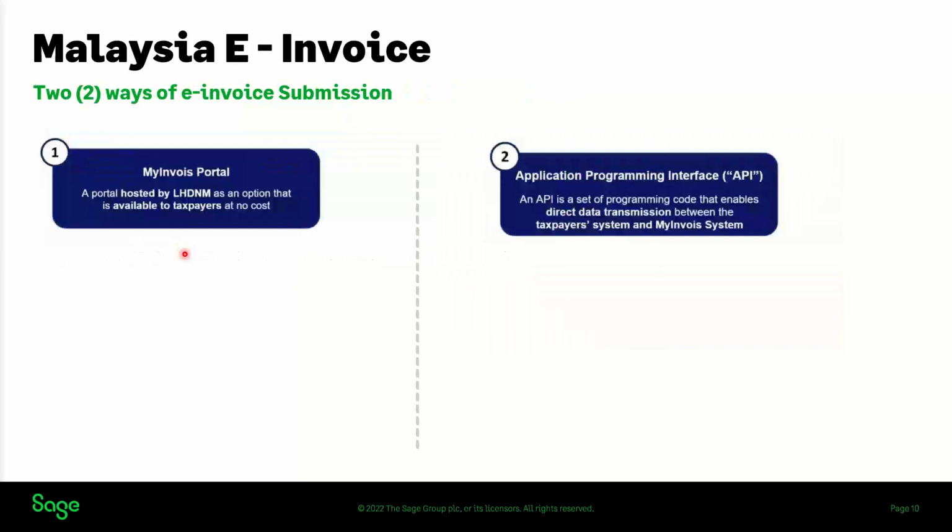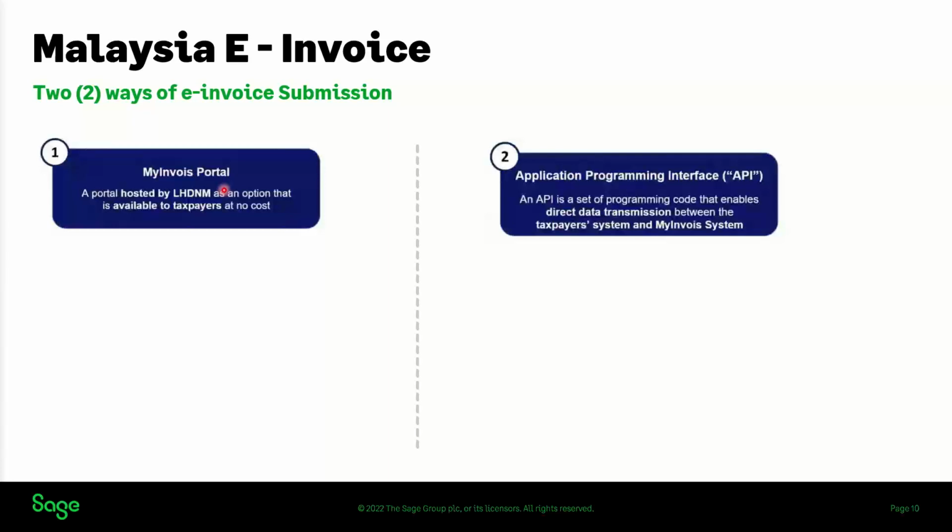As I mentioned earlier, LHDN is providing your company as a taxpayer with two options to submit your e-invoice. The first option is the MyInvois portal, a portal hosted by LHDN Malaysia at no cost. If I'm not mistaken, this portal is still under development, and according to them, it is very similar to our e-filing.